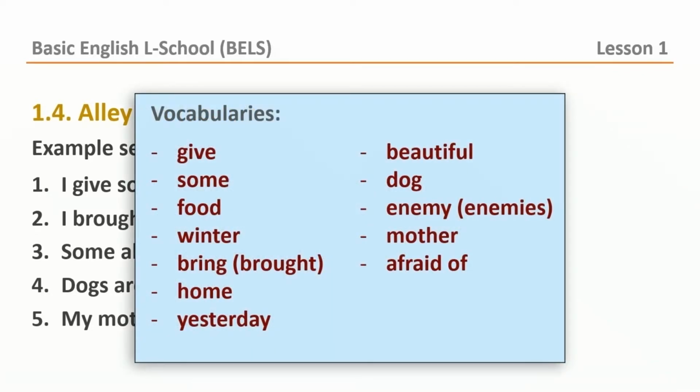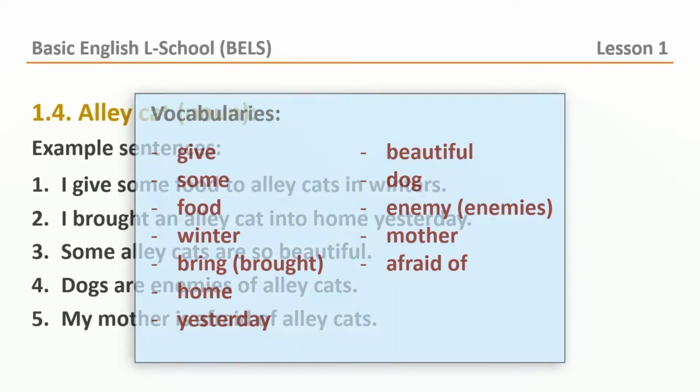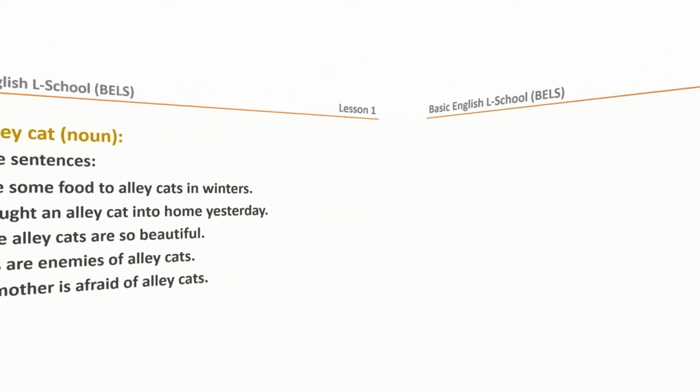The vocabularies: give, some, food, winter, bring. Its past form is brought. Home, yesterday, beautiful, dog, enemy. Its plural form is enemies. Mother, afraid of.